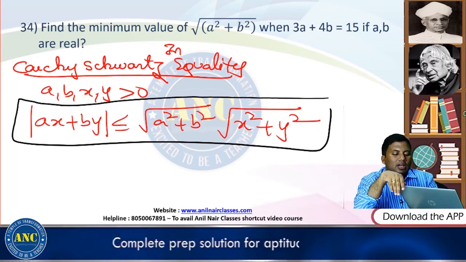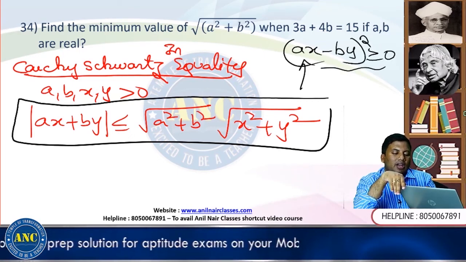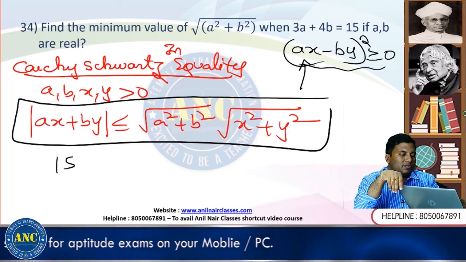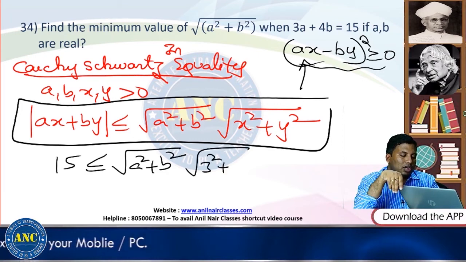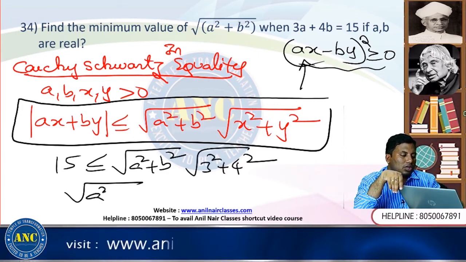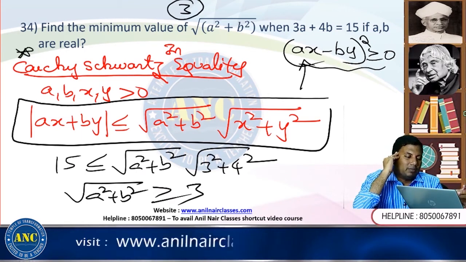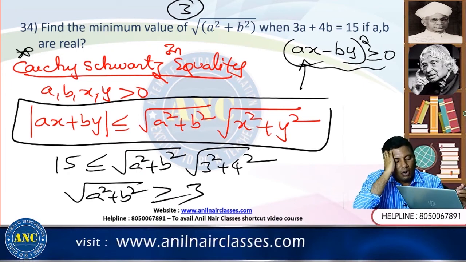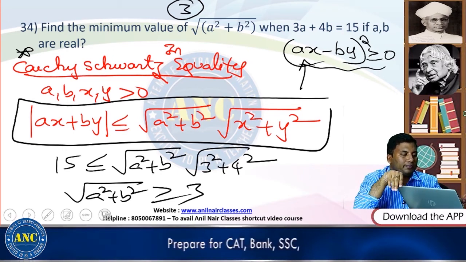If I square it and put everything into left hand side, I will get (ay minus bx) square greater than or equivalent to 0. Here, 15 is less than or equivalent to root of a square plus b square into root of 3 square plus 5 square. So root of a square plus b square is greater than or equivalent to 3. So the minimum value of this expression is 3. If you know this inequality, you don't need to use coordinate geometry methods and can directly do it this way. Mod of ax plus by is less than or equivalent to root of a square plus b square into root of x square plus y square.